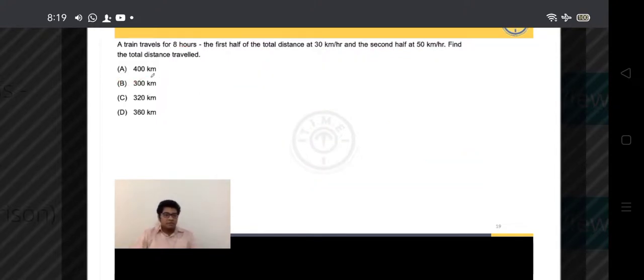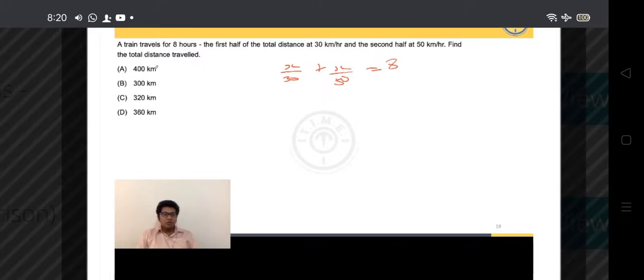You see, simple. I repeat, we have the total distance. So first half at 30, second half at 50. The total time will be x by 30 plus x by 50. This is given as 8. So the question is about 2x. So from the options, if you want to try, the options are 2x. So divided by 2 will give the answer.